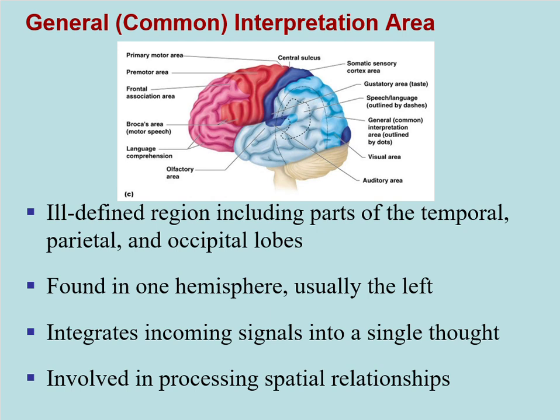There is also a general common interpretation area that's really ill-defined. It's more in the posterior association area, in the temporal, parietal, occipital lobes, usually only on one hemisphere, again, usually the left, and it integrates incoming signals into a single thought. So it's involved in a lot of spatial relationship processing.